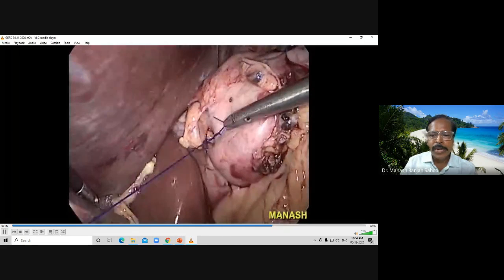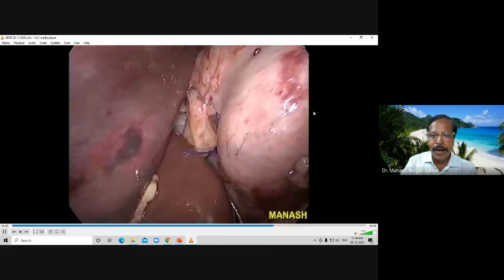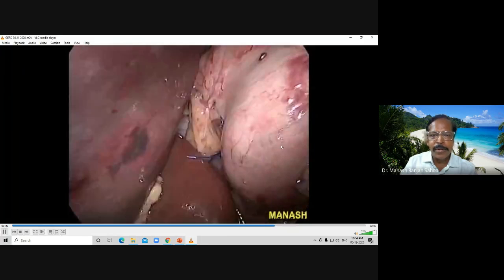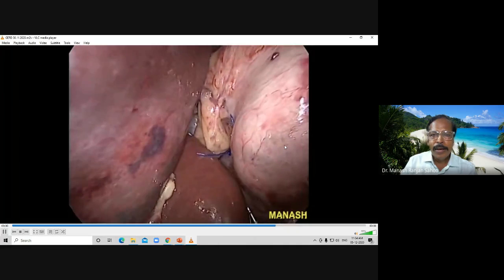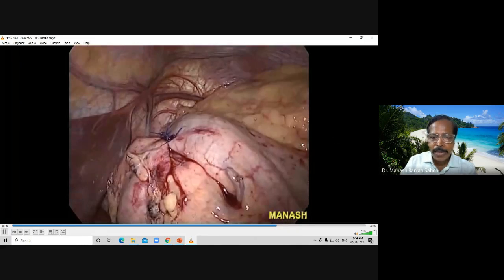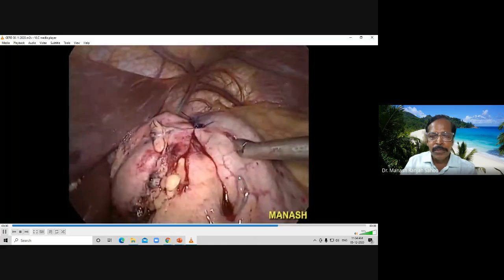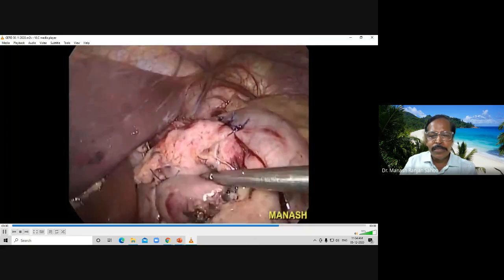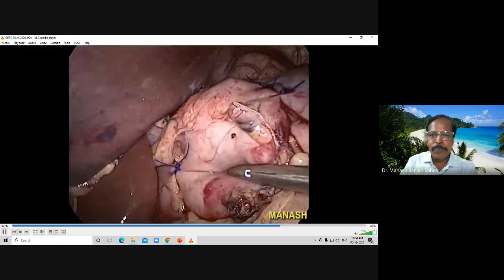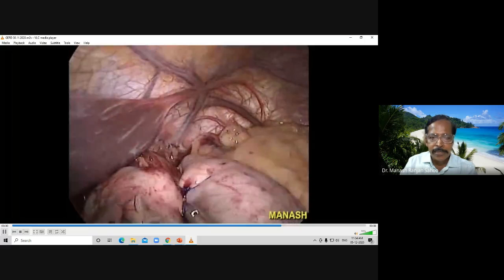That is preventing the axial migration, and another stitch to the crus of the diaphragm to prevent a rotational migration. That's a completed Nissen's fundoplication. So if a surgeon is doing Nissen's fundoplication, probably Toupet fundoplication is much an easier job.